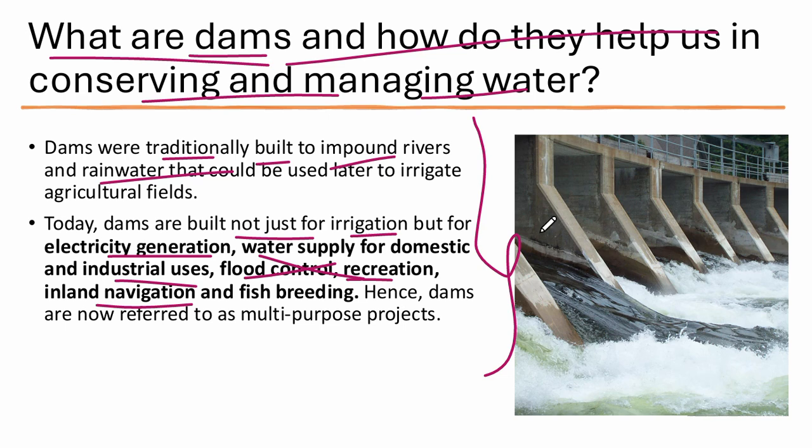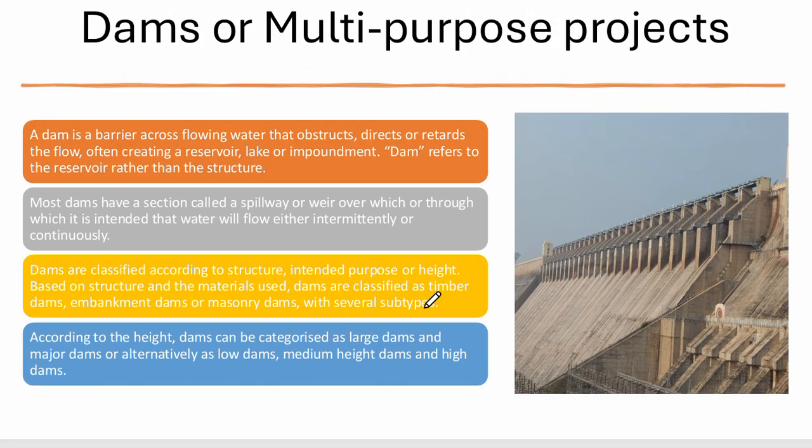Dams are not just for irrigation. Dams are used for irrigation, but also many more things, children, and so on. That is what it means.